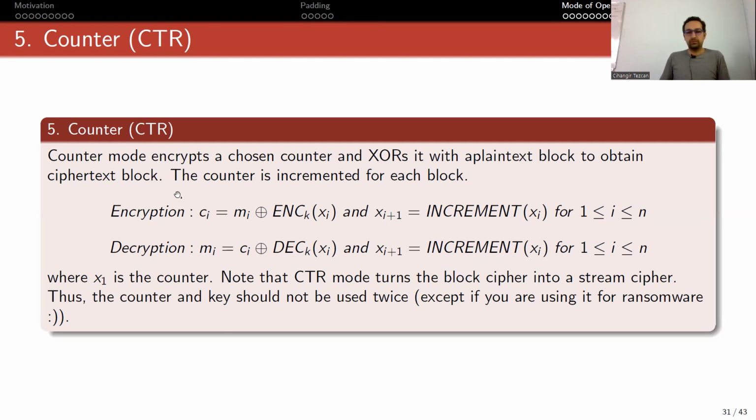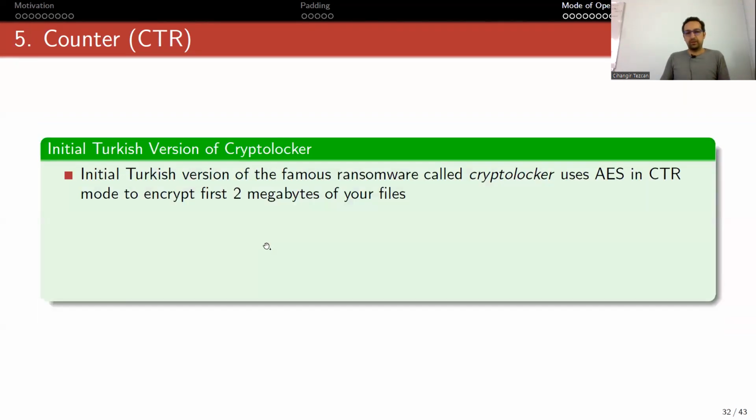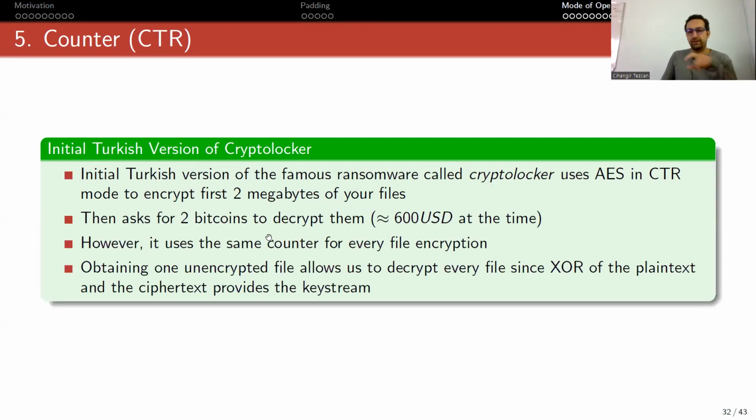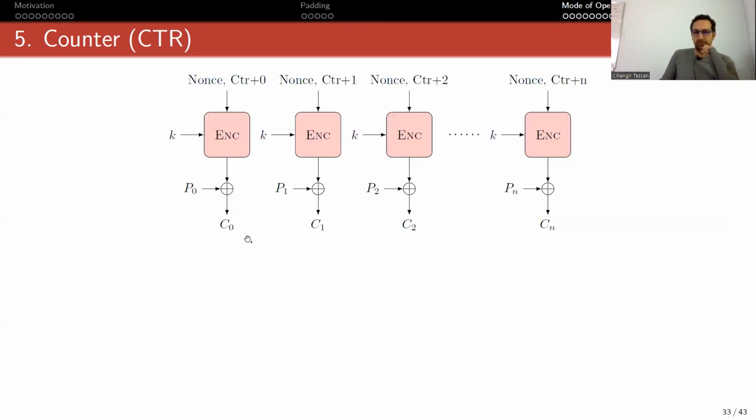Okay. And these counters should not be used twice. I will come back to this example, but let me first explain what the counter mode is. So what you do is as follows. You choose a counter, okay, encrypt it with your secret key, then XOR it with your plain text and obtain the ciphertext. Then you increment this counter and encrypt that. You increment it. In this picture, you have n+1 blocks, so you use n+1 counters, okay? You encrypt this and obtain the ciphertext.